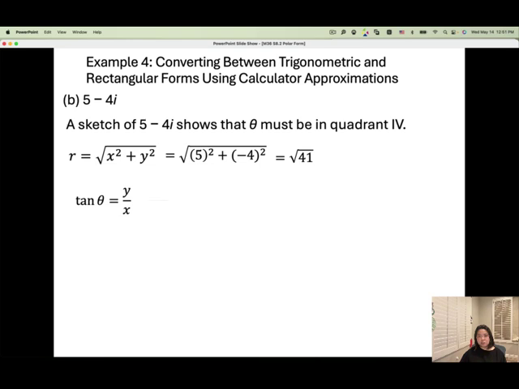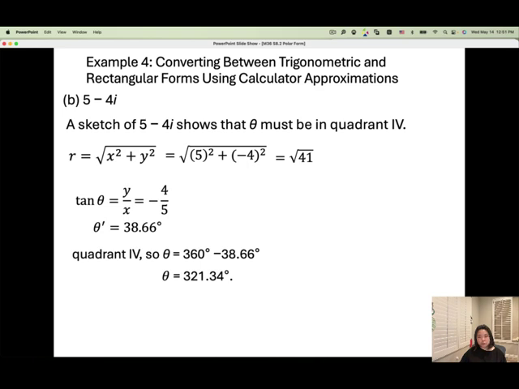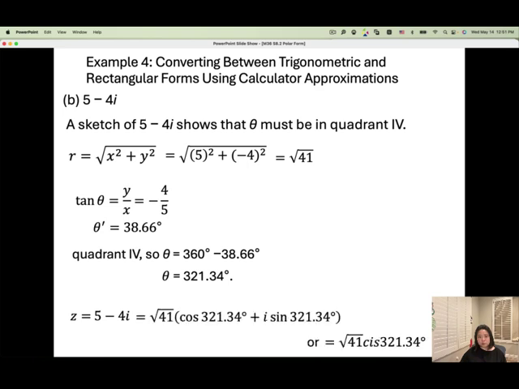Tangent theta, so negative 4 over 5. So reference angle will be 38.66 degrees. And then since this is in quadrant 4, right? So the theta will be equal to 360 minus 38.66. You should get 321.34 degrees. Okay, write it down in the polar coordinate. Or put it in the notation. Okay, look at the picture.